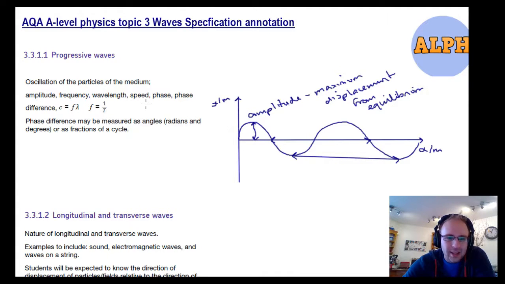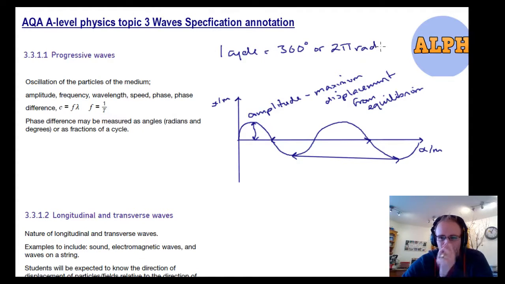So phase, I'm trying to see which ones we can do on these axes. Phase is the part of a cycle a wave is in. One whole cycle, so one cycle is 360 degrees, or 2 pi radians. And then at any point during our wave cycle we could assign that a number of degrees. It's more interesting to talk about phase difference.